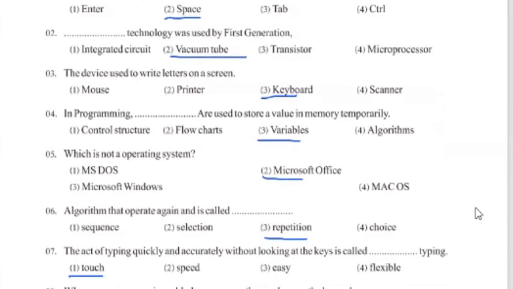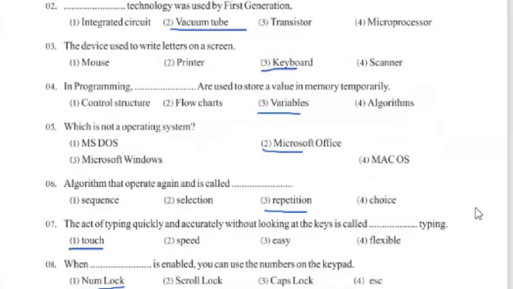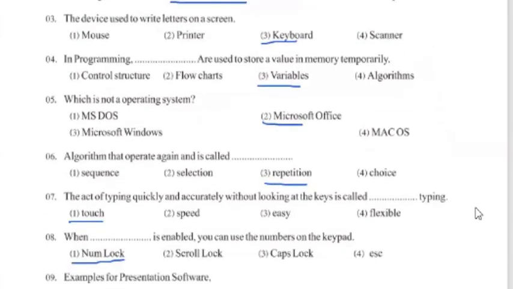Third one, the device used to write letters on a screen is called a keyboard. In programming, variables are used to store a value in memory temporarily. Yes, the correct one is variables. Control structures are sequence, selection, and repetitions. Flowcharts are used to display an algorithm in a graphical way. An algorithm is a set of steps to follow to solve a problem. The correct one is the third one, variables.